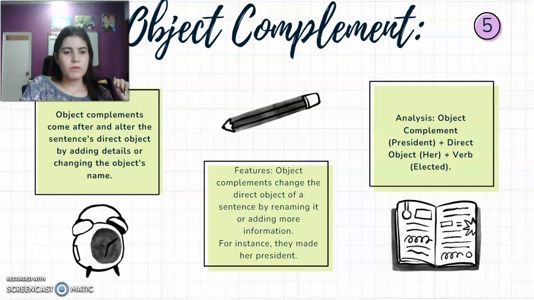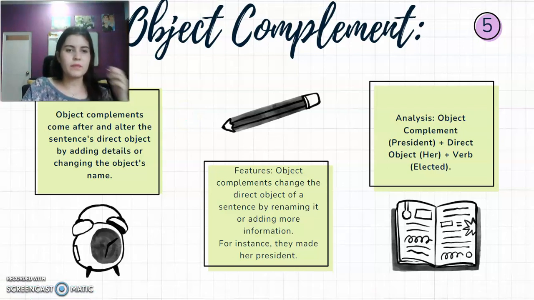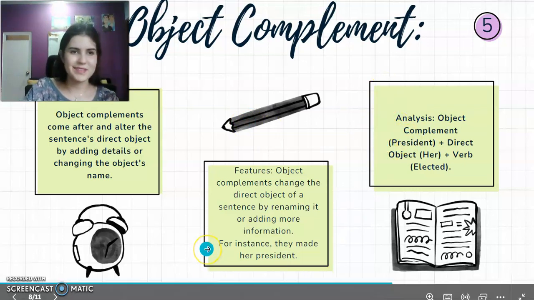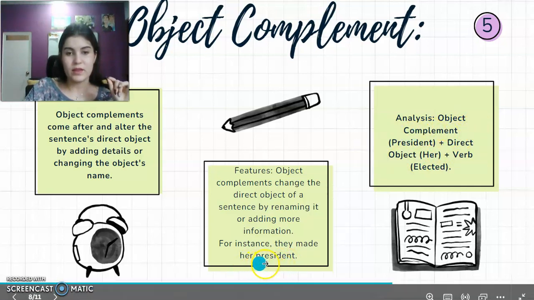Then we move to the object complements, and they come after the direct object by adding detail or changing the object's name. So we have here an example. Here's the sentence: for instance, they made her president. The object complement is going to be president. You're going to find it at the end of the sentence. The direct object is going to be her, if the verb is selected.